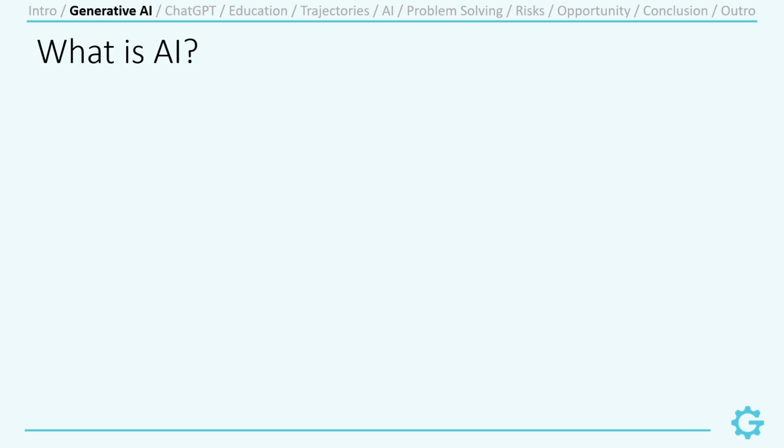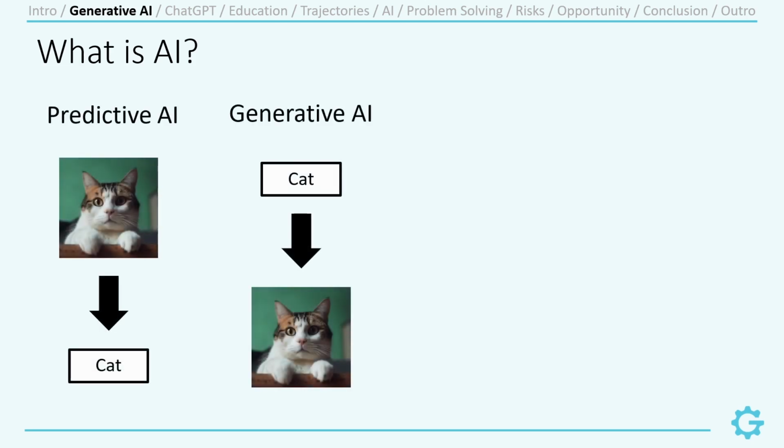So before we dive too deep into the opportunities and challenges, I'd like to quickly explain what AI is. AI stands for Artificial Intelligence, and it's a way of using computers to solve problems that would normally take a human to solve. Two of the most common types of AI are called predictive AI and generative AI.